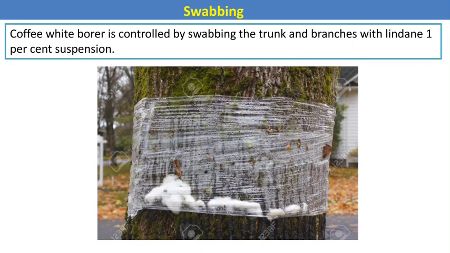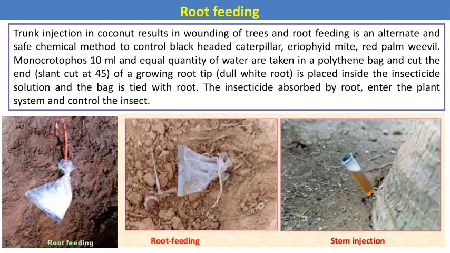Next, swabbing. This is mostly used in a coffee plantation to reduce the infestation of the coffee white borer or coffee stem borer. Next one is root feeding. The trunk injection in coconut results in wounding of trees, and root feeding is an alternate and safe chemical method to control the black-headed caterpillar, eriophyid mite and the red palm weevil.